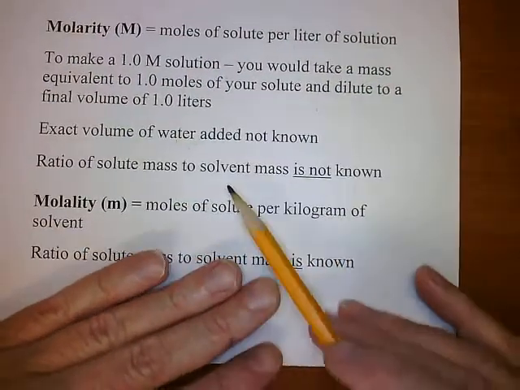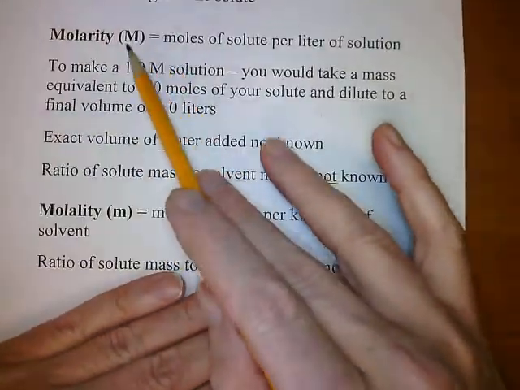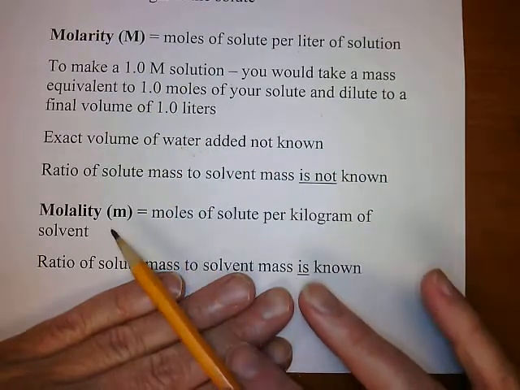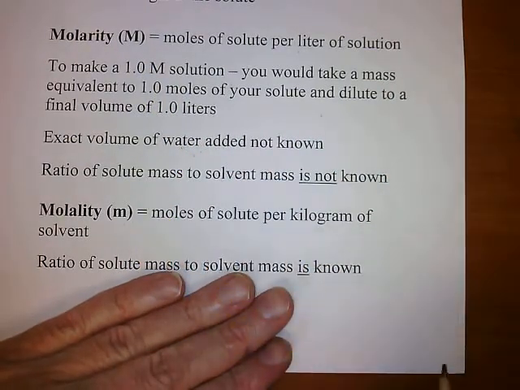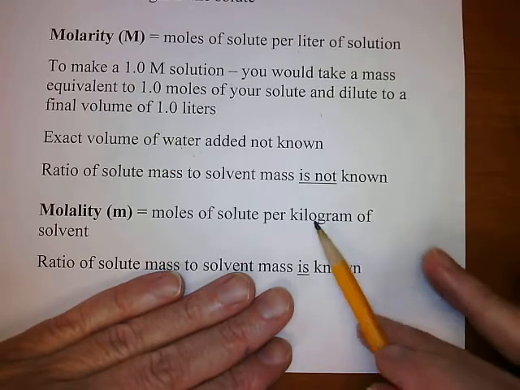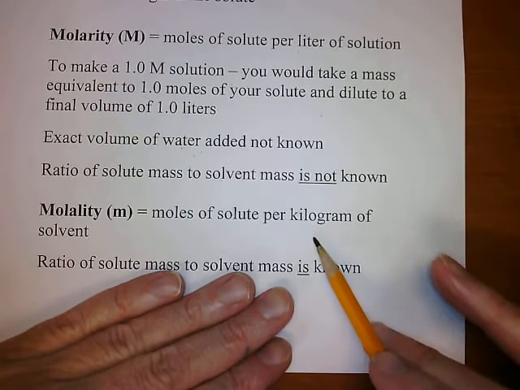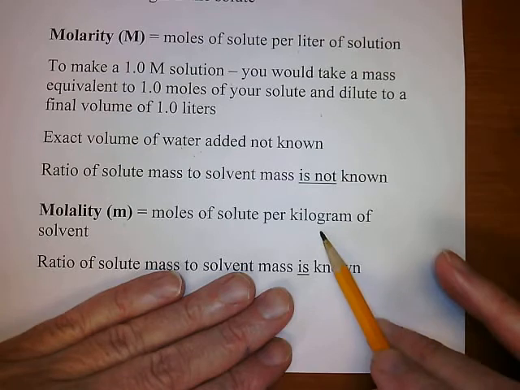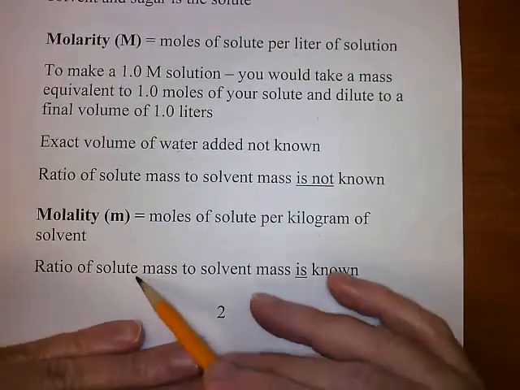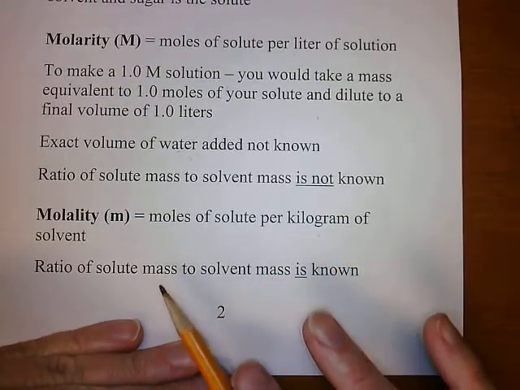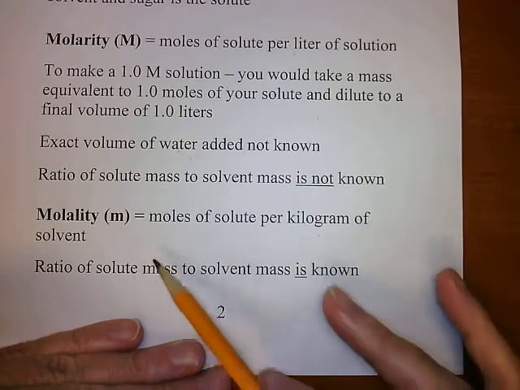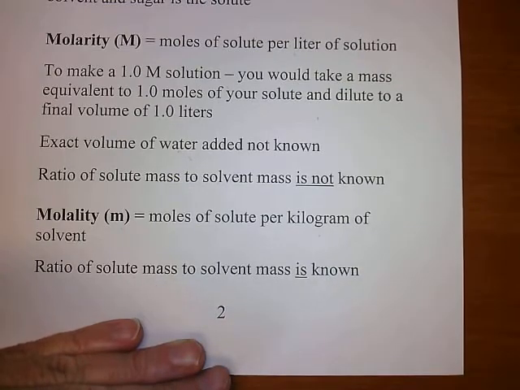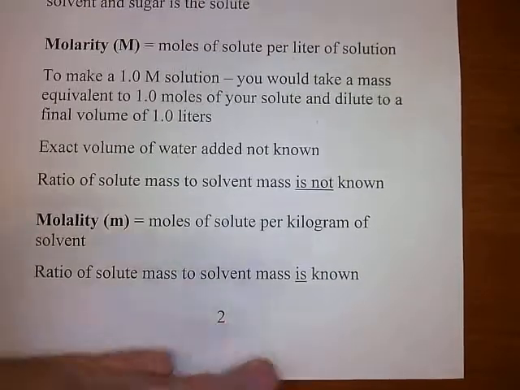Molality is different. That's lowercase m. Molarity is uppercase M, molality is lowercase m. That's the moles of solute per kilogram of solvent. So here you have to physically measure the amount of solvent that you're adding. So you know the ratio of solute mass to solvent mass, or stated another way, you would know the ratio of moles of solute to moles of solvent as well.